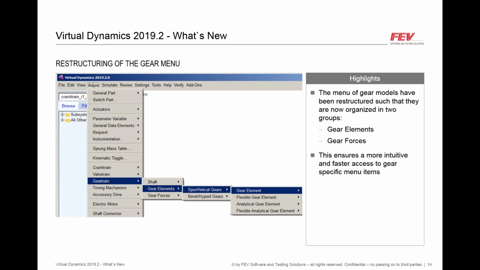To make the gear menu more intuitive and user-friendly, we have restructured the gear train menu. So now we have two groups. One is gear elements, the other one is gear forces. In gear elements, as you can see here, the spur and helical gears are separated from bevel and hypoid gears. By selecting those, you can input the parameters related to those gears.